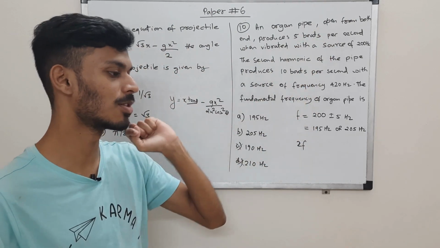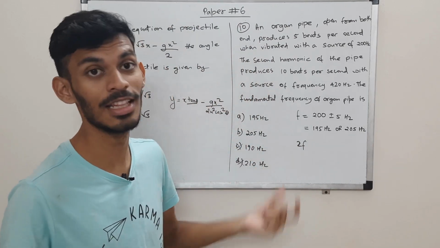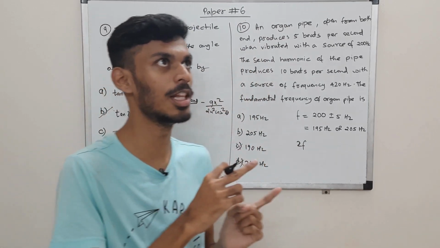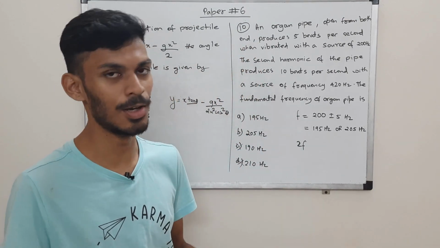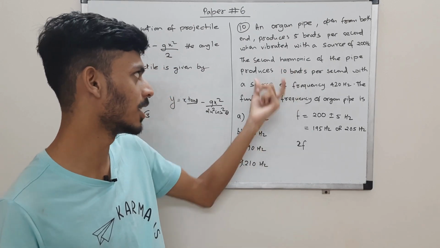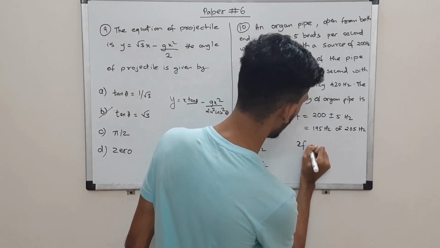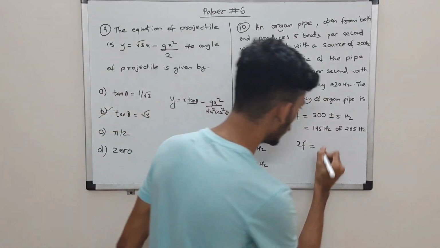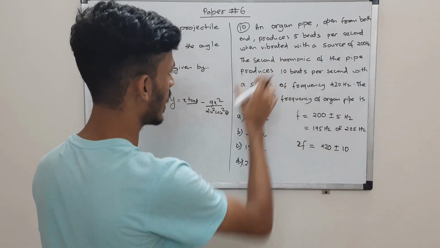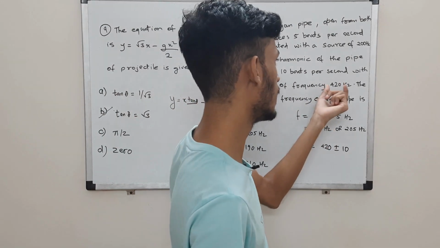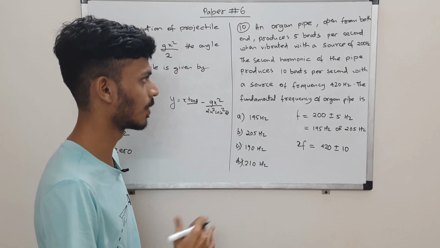If we had a pipe which was open at one end, then in that case it would have been 3 times f. In that case only odd harmonics are present, so it's like 1, 3, 5. Here it's 1, 2, 3, 4, 5. So here the second harmonic means 2, there it means 3. Let's come back. So 2f will be 420 plus or minus 10. It produces 10 beats. So the difference between the second harmonic and this one is around 10 hertz.